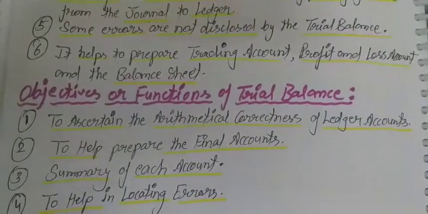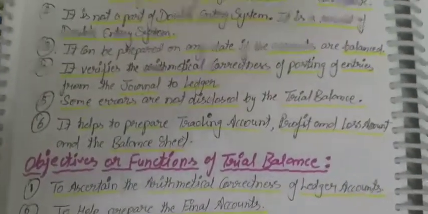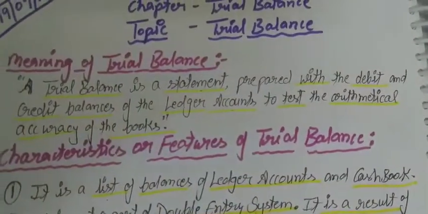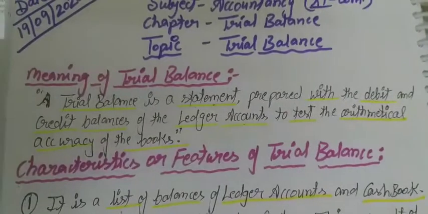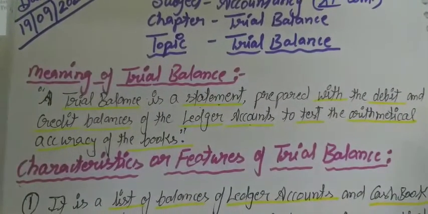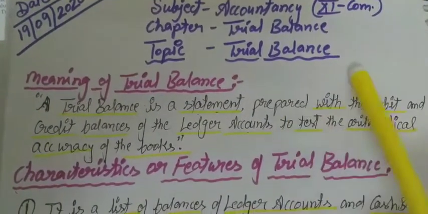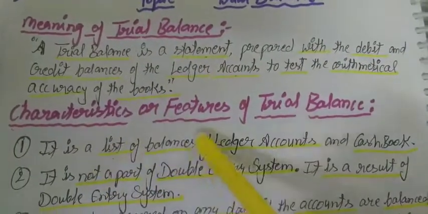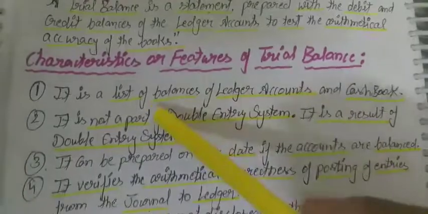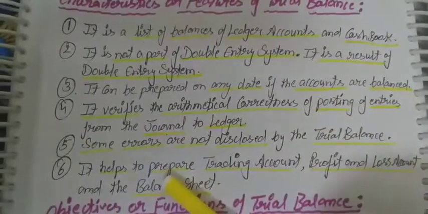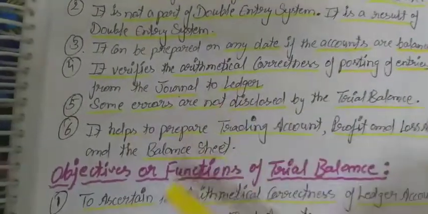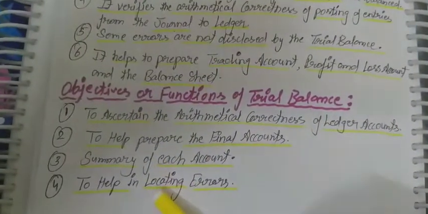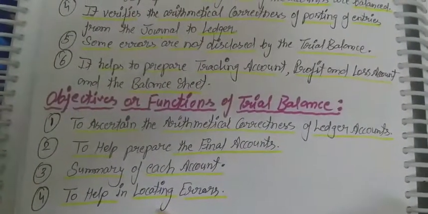So students, today we covered three topics related to the trial balance. First one is meaning of trial balance. Second one is characteristics or features of trial balance, where we learned the 6 characteristics. And next one is objectives or functions of trial balance, where there are 4 objectives or functions.